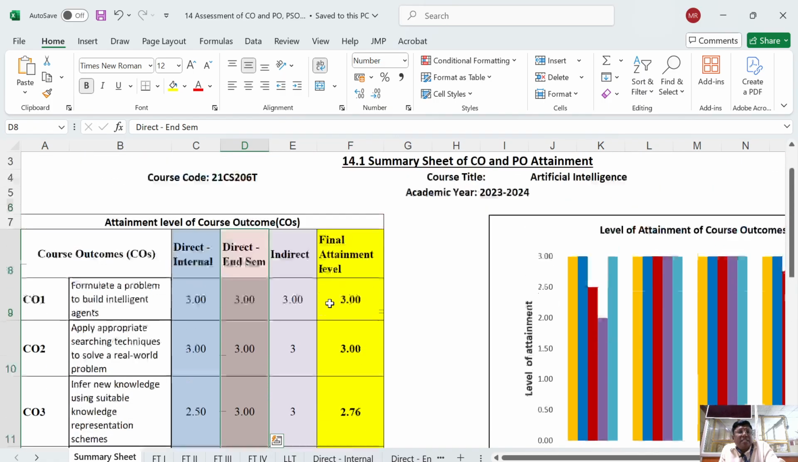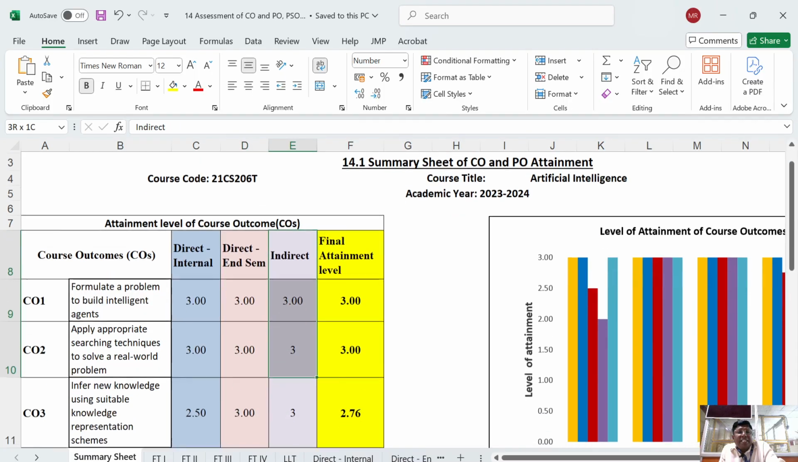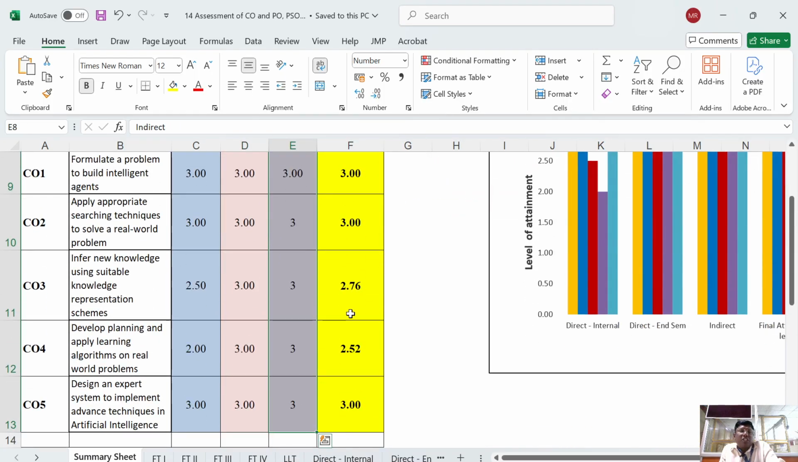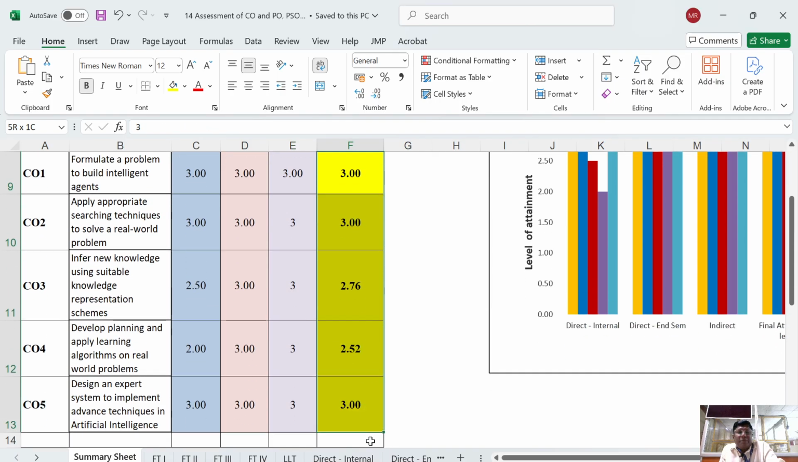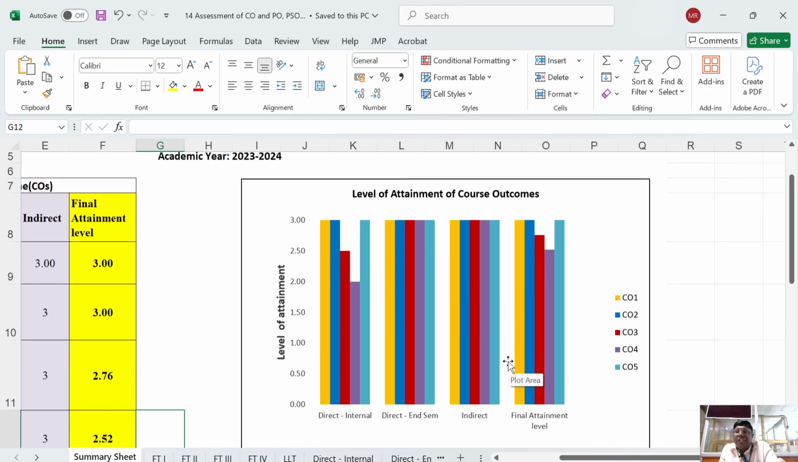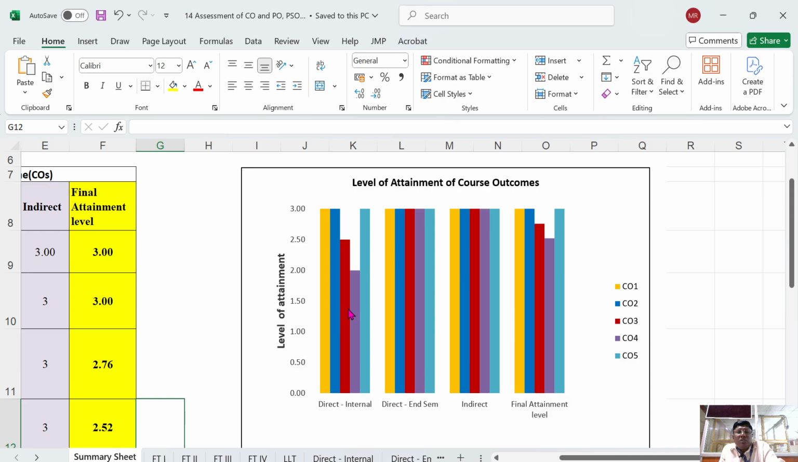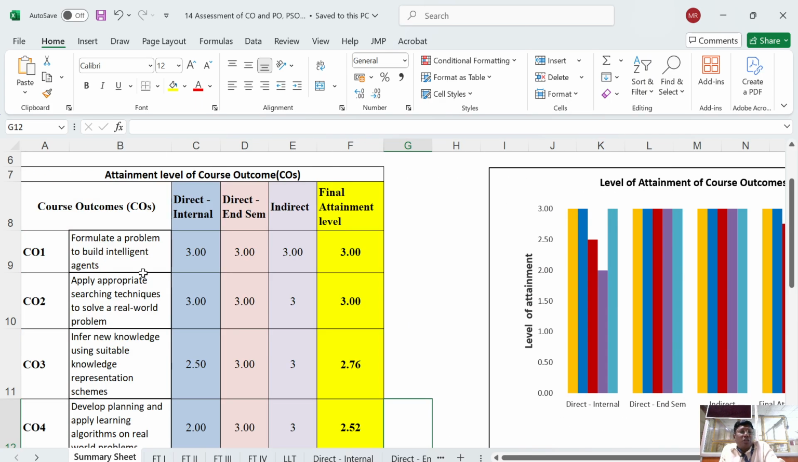Whatever we are doing, it is a direct assessment, and the end semester we are doing, that is the end semester exam. Indirect, we are getting the feedback from the students for the course outcome. So these three must be clubbed together to get the final attainment. This graph shows, for each CO, how the direct internal, direct end semester, indirect and final attainment level is mapped for the course outcome attainment.